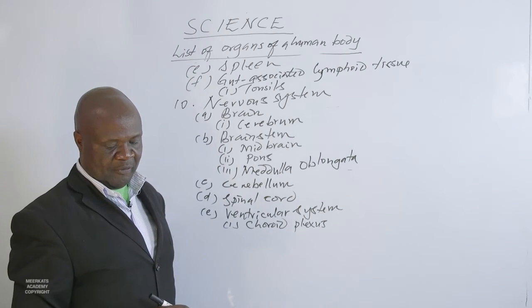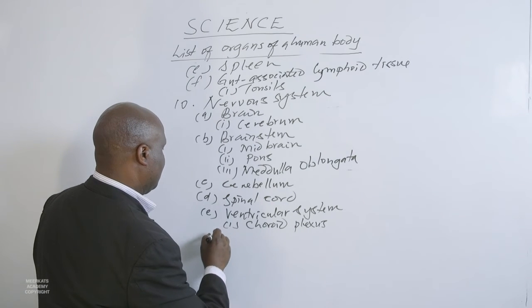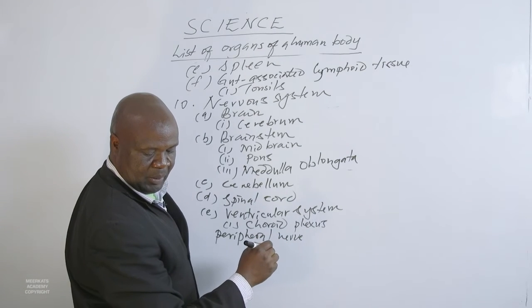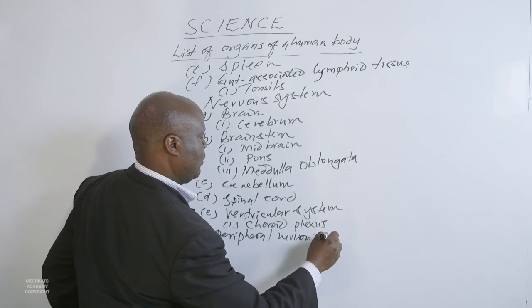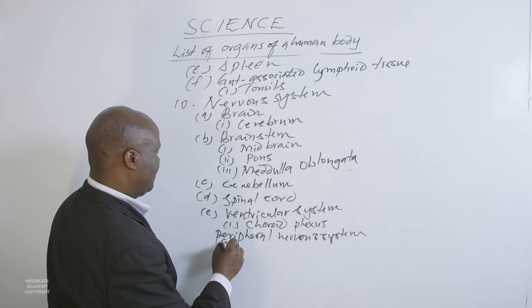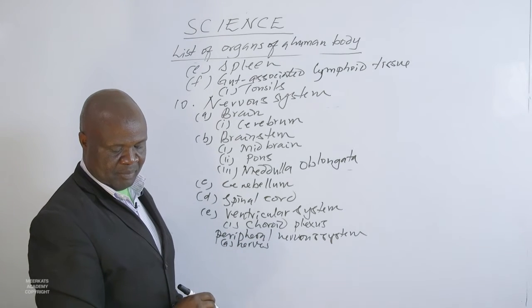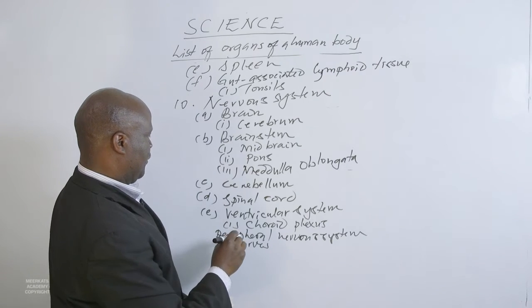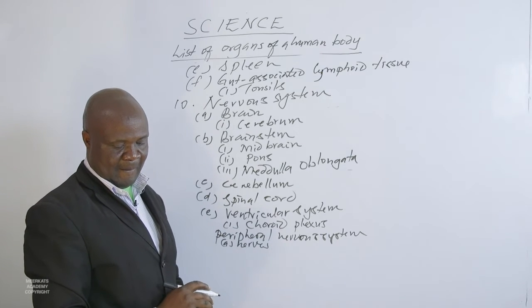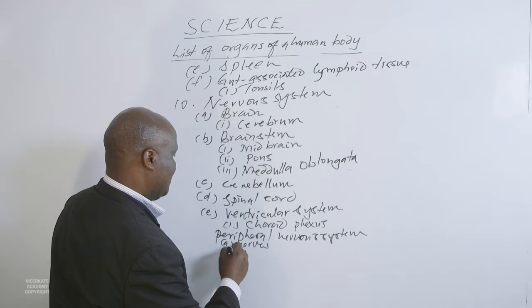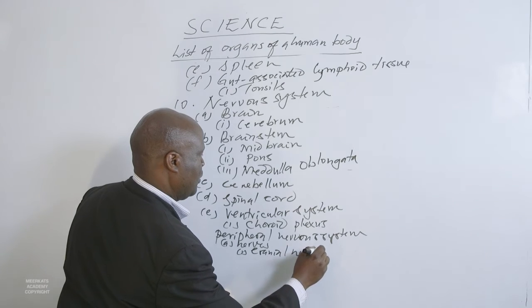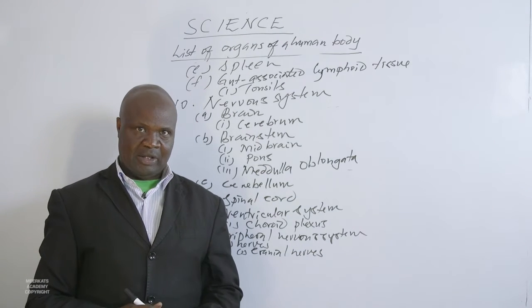And also we have the peripheral nervous system. It's worth mentioning. Under the peripheral nervous system, we have the nerves themselves. Then under the nerves, we have several nerves. One of them is the cranial nerves. With the cranial nerves, we shall see where they are located specifically.